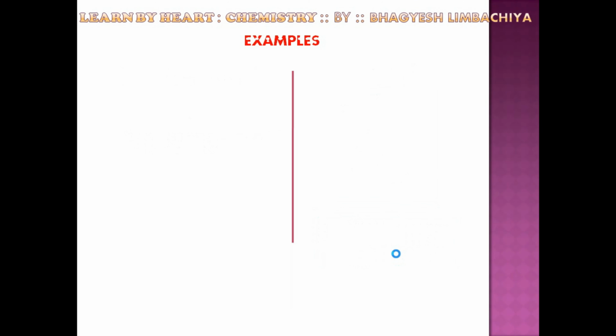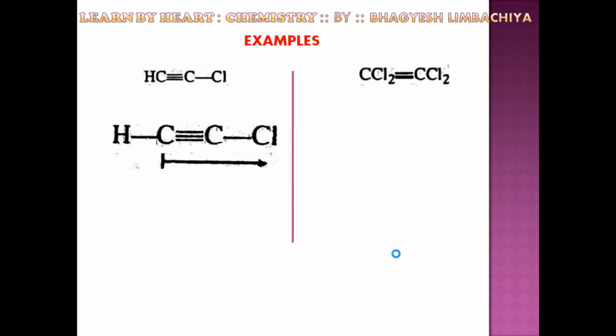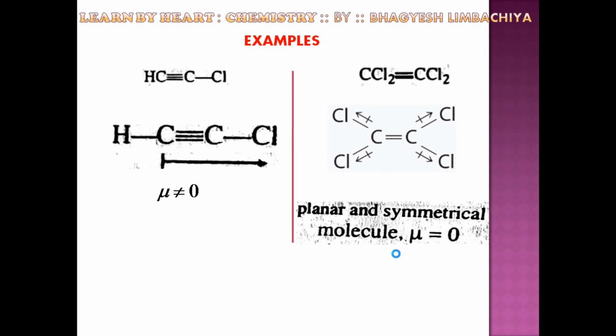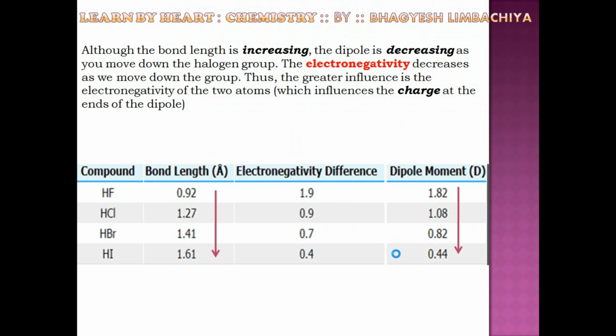Next, this one is chloroethyne and another is tetrachloroethylene. See here, dipole moment will be from carbon to chlorine and mu will not be 0. And here dipole moment will be on all sides of the plane. That's why it is a planar and symmetrical molecule, and mu will be 0.